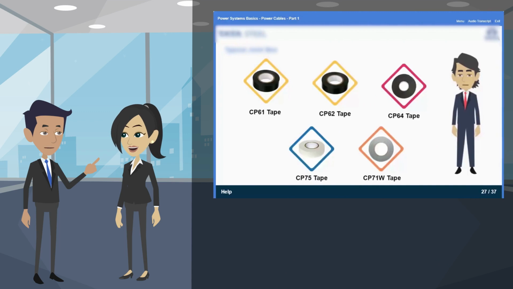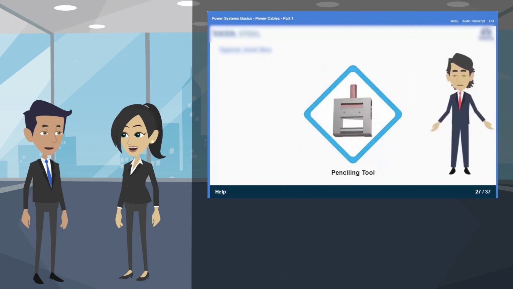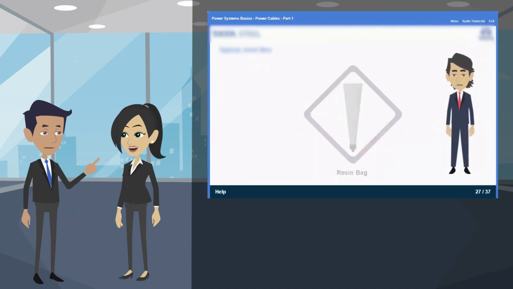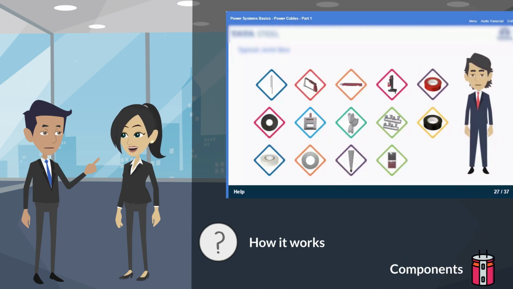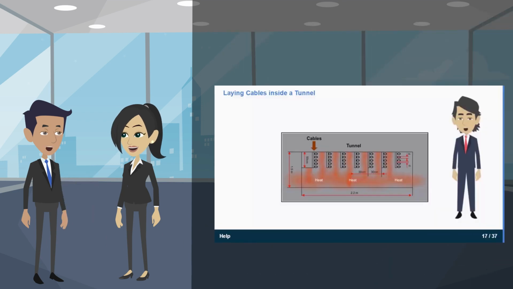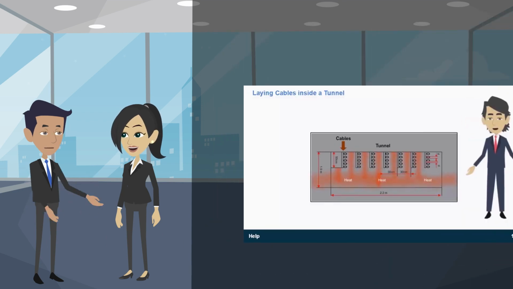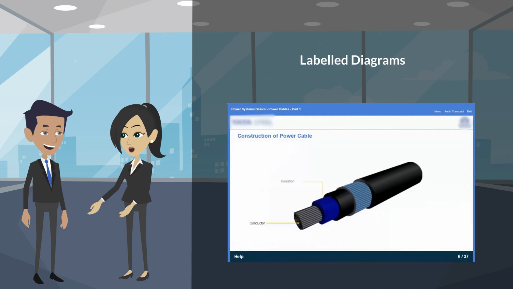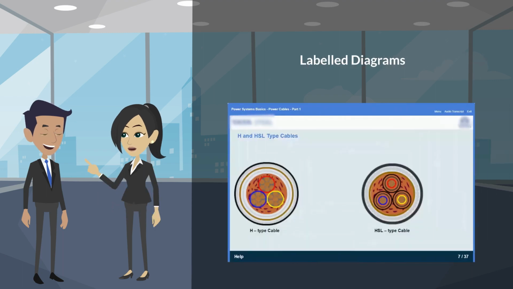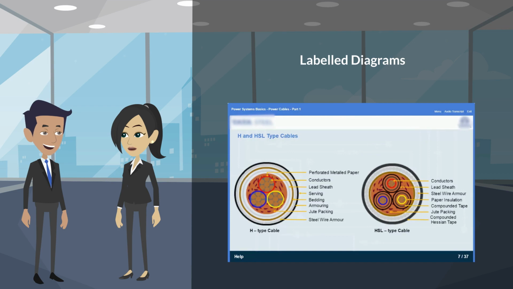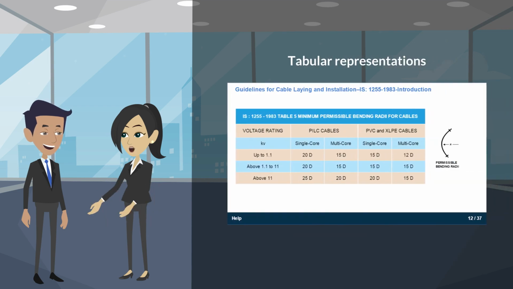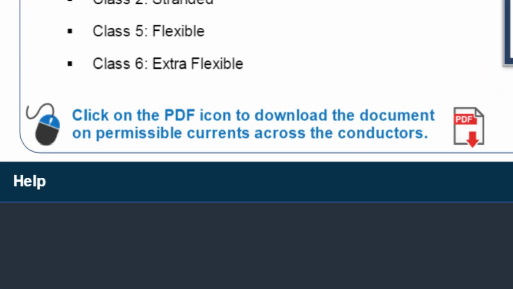Also, remember the three types of cable section? That graphic was so lifelike. I will never forget how it works and its components. The animated images made it so easy to remember. I agree. Not to mention the labeled diagrams to explain each part in the schematic diagram, the tabular representations and additional resources for better understanding.